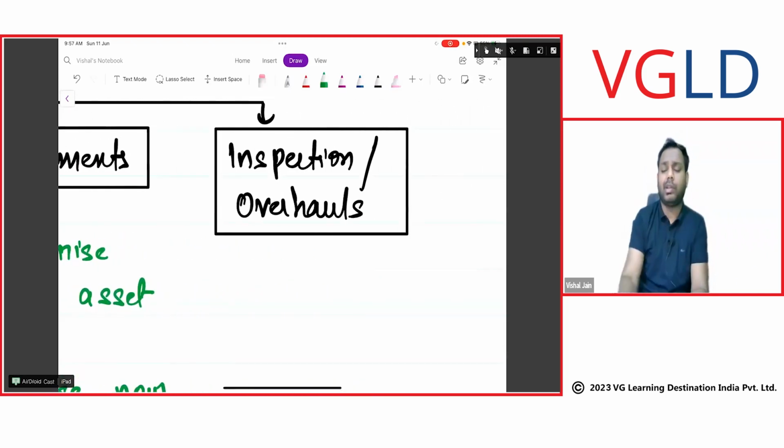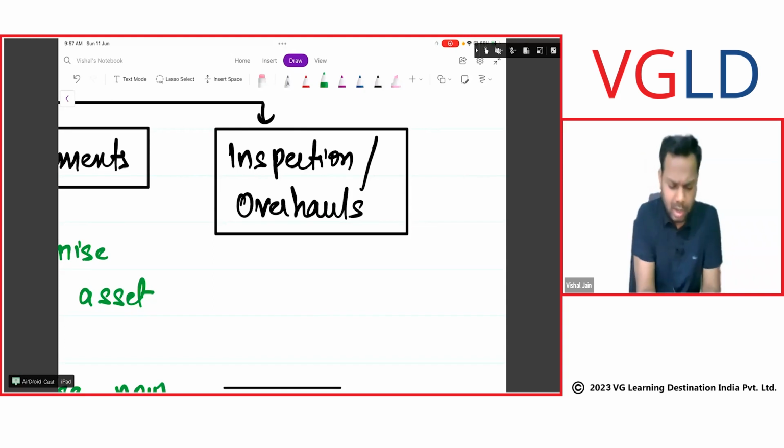Now, inspection or overhauls. So basically, what happens in inspection? In the aviation industry, there is a strict rule as per the law that you have to get your aircraft inspected at every 5 years interval. Okay, inspected at every 5 years or 3 years interval. As far as I'm aware, it is 5 years. It might be 3 years, different companies have different rules. So they have to get it inspected.